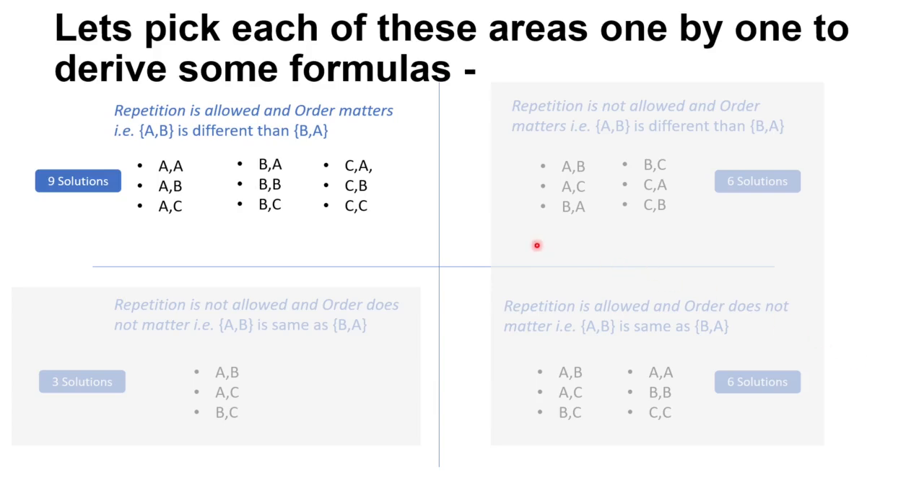Alright, so far we saw the intuition behind these different combinations and permutations, right? We manually wrote down all these scenarios. But from this video onwards, we'll see how we derive the formulas to directly get the number of solutions rather than writing all the combinations on the page, right? So we'll start with the first one, which talks about repetition is allowed and order matters.